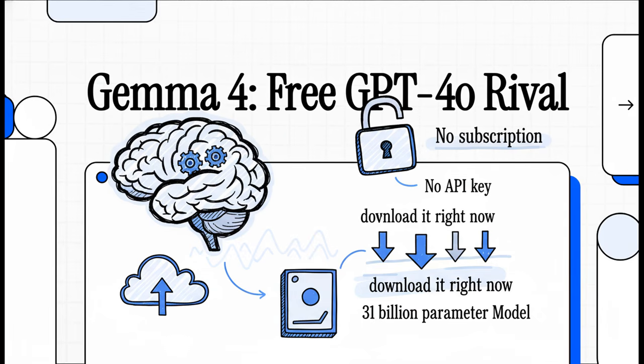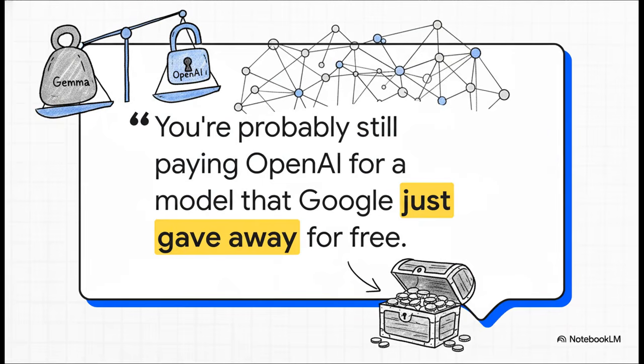Yeah, this isn't some hypothetical, this is what Google just dropped, and it could totally change the game for powerful AI. I mean, think about it. You're probably still paying OpenAI or Anthropic every single month for access to a model that, well, Google just gave away for free. We are going to break down Gemma 4 because this isn't just another open source release. Oh no, this is a real, genuine heavyweight contender.